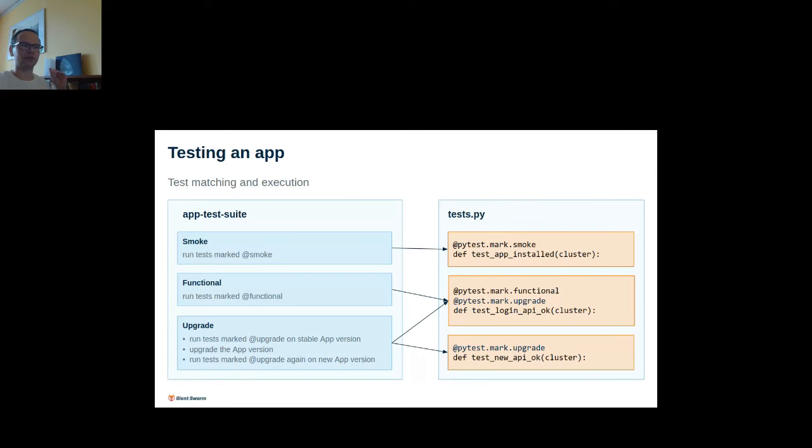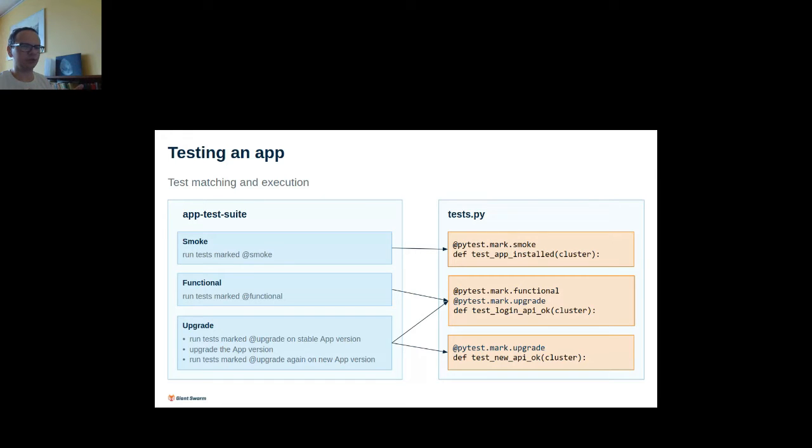For example, smoke and functional scenarios are very simple. They just mean, out of all the tests, find those that are marked as smoke or as functional and execute them in a single go. But the upgrade scenario is more complex because we first take the last stable release of your chart. We execute all the tests that are marked as upgrade. They should basically test for application functionality as well. That's why it is pretty common to see a test case that is both functional and upgrade, because it tests some functionality of your app.